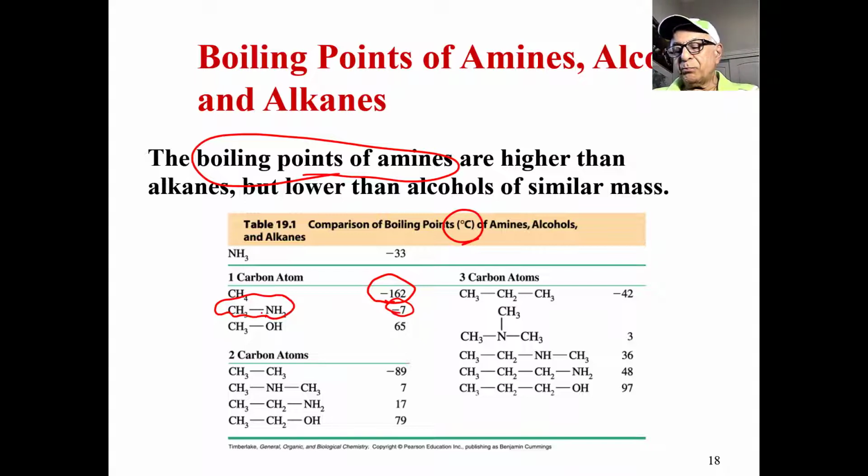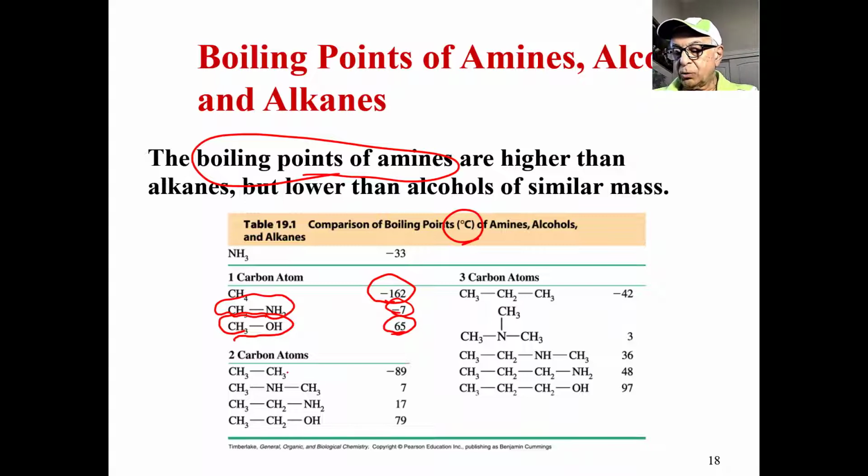And if I compare the boiling point of methyl alcohol and methylamine, you see the boiling point is much higher. Why? The reason is oxygen is more electronegative than nitrogen, so there is a stronger hydrogen bonding between alcohols relative to the amine molecules. That means higher boiling point.